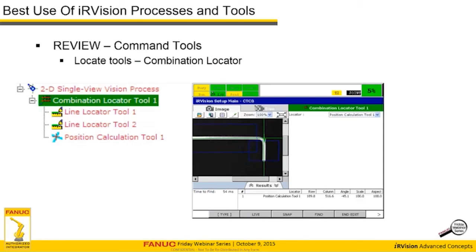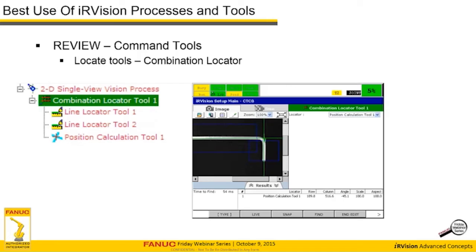With a combination locator tool, we use multiple tools and then combine those geometrically to calculate the position of the object. In this case, I've used two line locator tools to find the center of the arm and the center of the leg of that hex wrench, and then combine them at the intersection to be the position calculation for that particular locate.